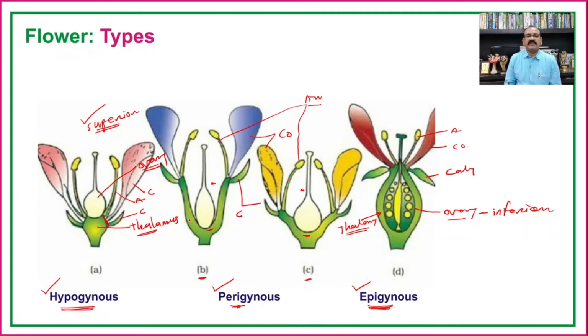Such a type of development of the floral whorls from the middle of the ovary, then the ovary is considered as half superior or half inferior on the basis of its position. And the flowers which bear such a type of ovary, known as half superior or half inferior, are known as perigynous type of flowers.